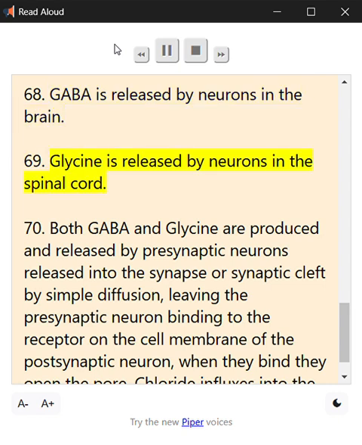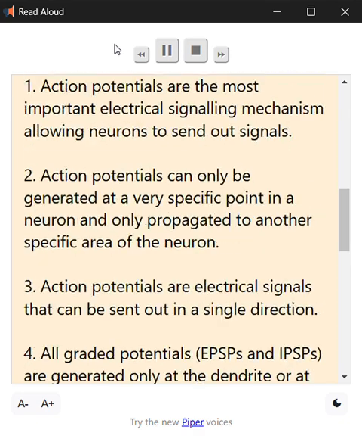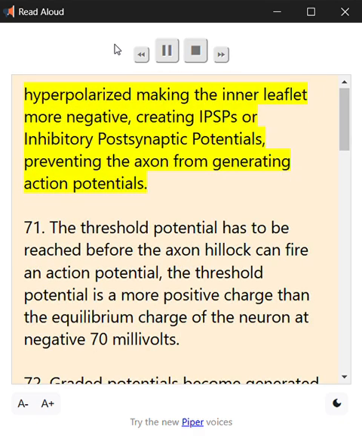69. Glycine is released by neurons in the spinal cord. 70. Both GABA and glycine are produced and released by presynaptic neurons into the synapse or synaptic cleft by simple diffusion, leaving the presynaptic neuron and binding to the receptor on the cell membrane of the postsynaptic neuron. When they bind, they open the pore, chloride influxes into the neuron, and the membrane becomes hyperpolarized, making the inner leaflet more negative, creating IPSPs or inhibitory postsynaptic potentials, preventing the axon from generating action potentials.